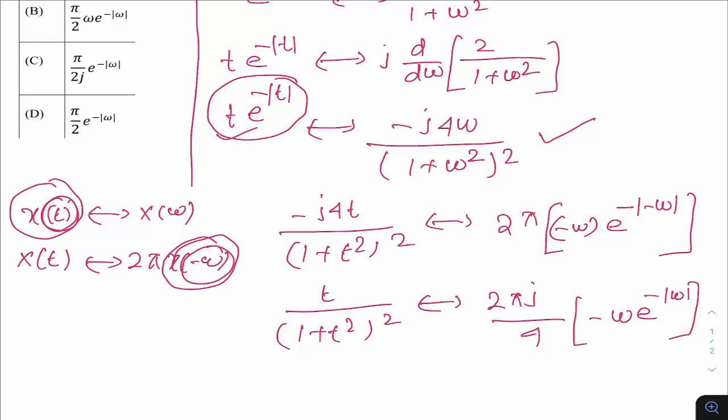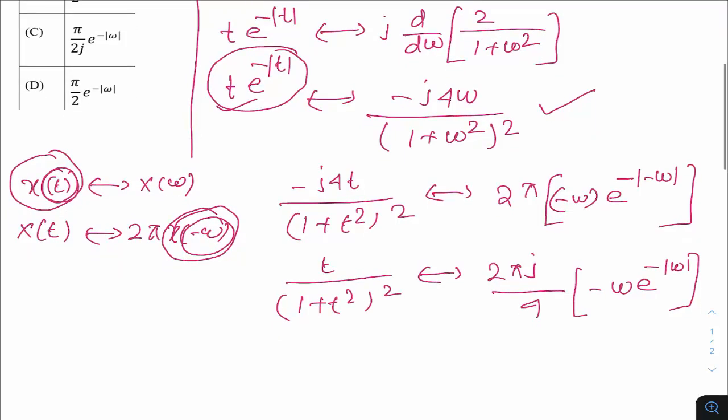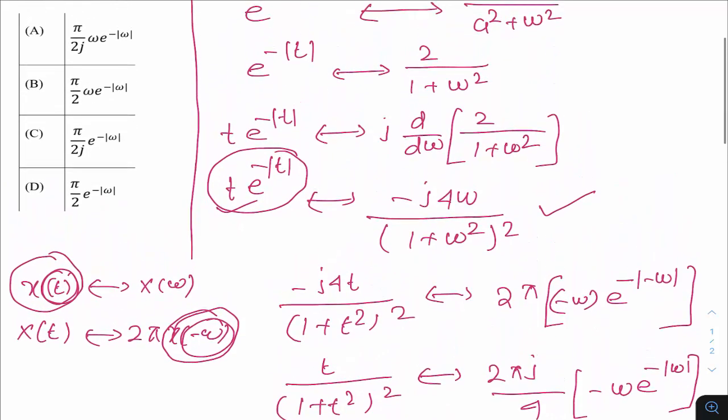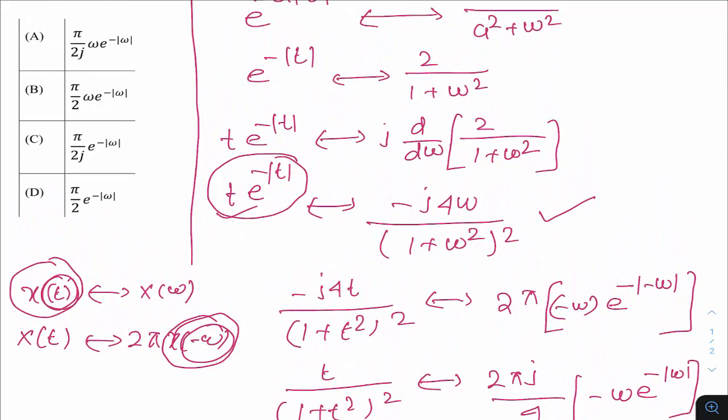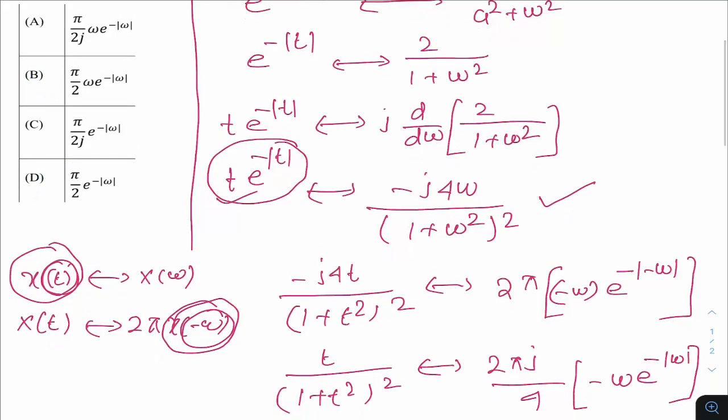Because of the mod function, this minus will be plus. So now if you see this, t divided by 1 plus t square whole square, its Fourier transform you can write as j. If you observe in the options, wherever j factors are given in the denominator functions, b and d will anyway be wrong because there is no j factor.